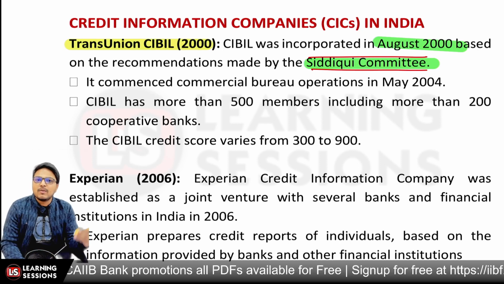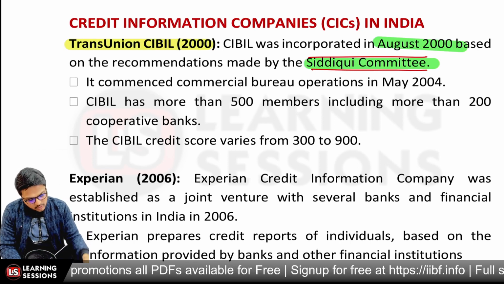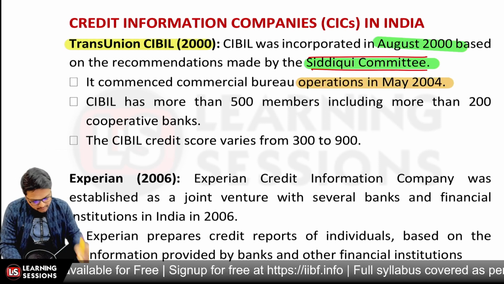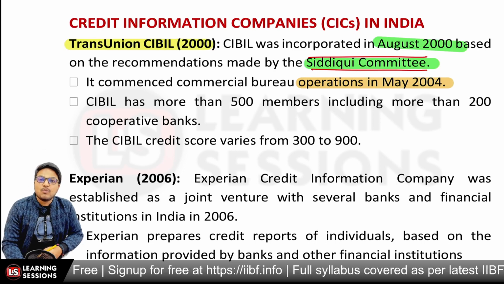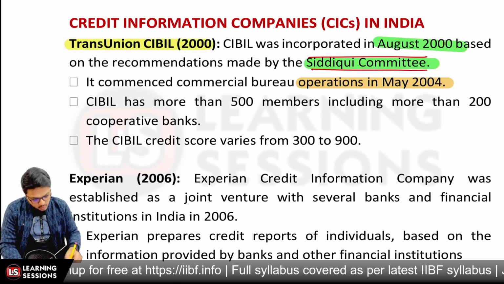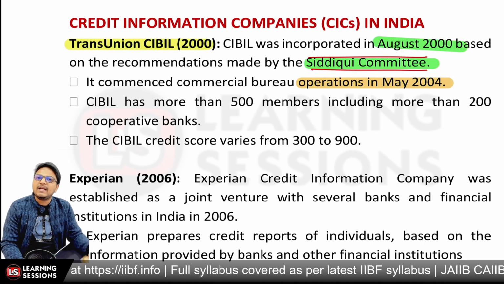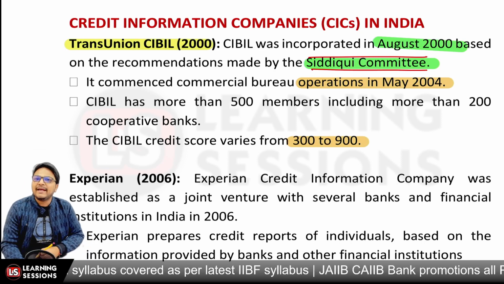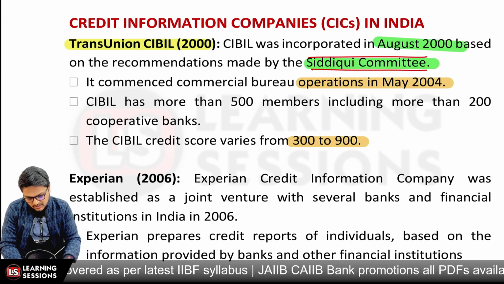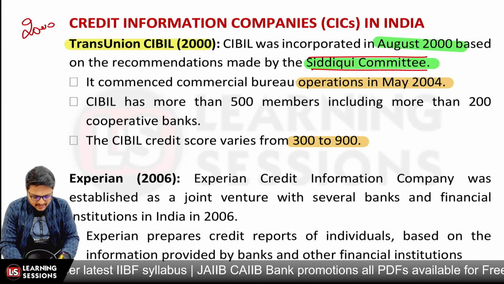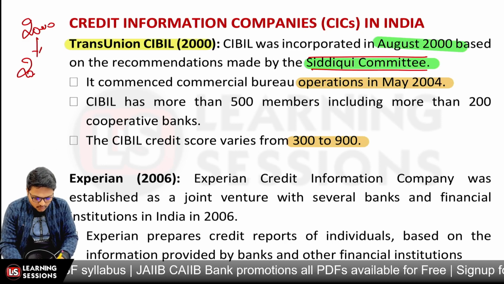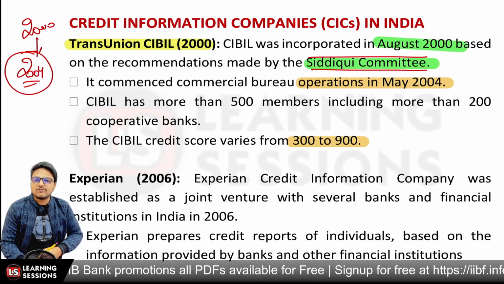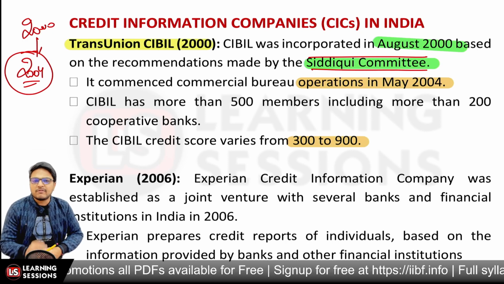Further, it commenced commercial bureau operations from May 2004. CIBIL has more than 500 members, and 200 of them are cooperative banks, and the CIBIL score varies from 300 to 900, right? So CIBIL was formed in 2000 and started working in 2004, on the recommendations of the Siddiqui committee. The CIBIL score varies from 300 to 900, with more than 500 members, right?